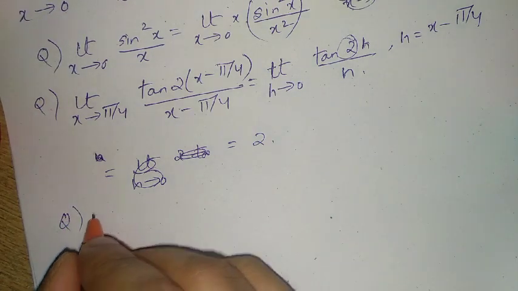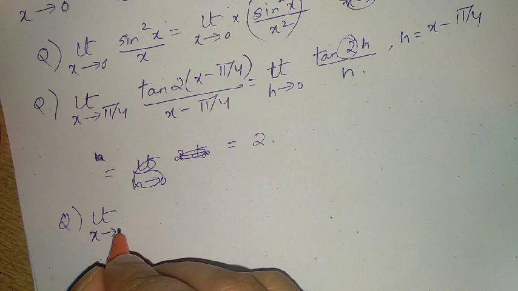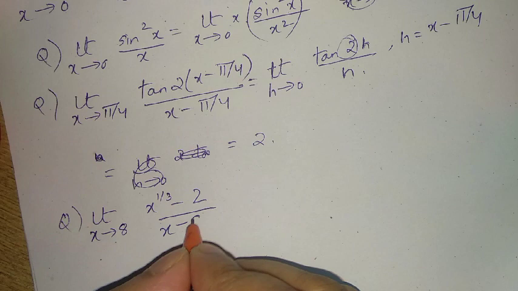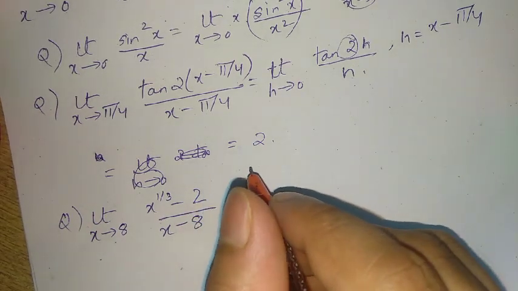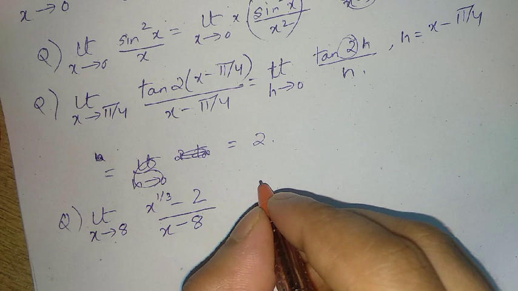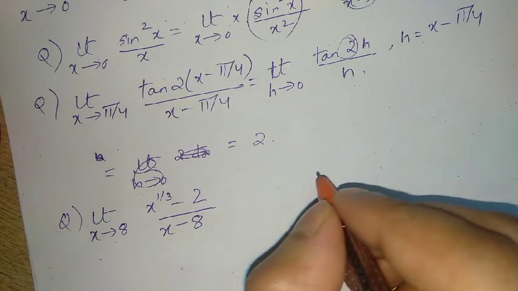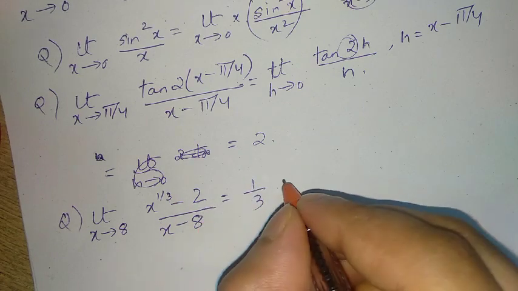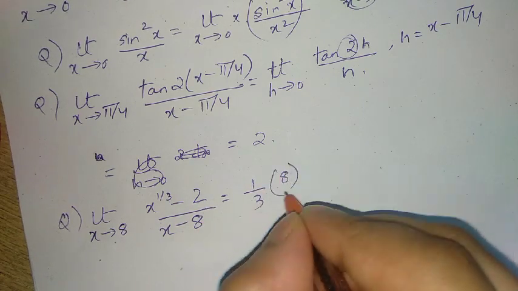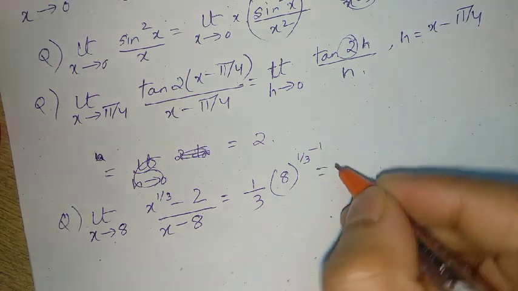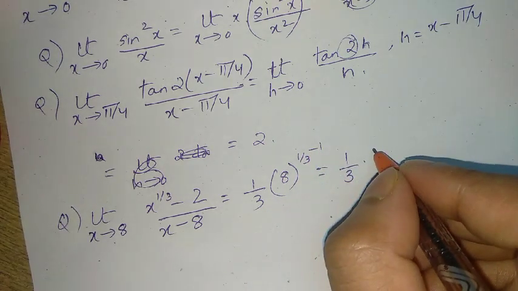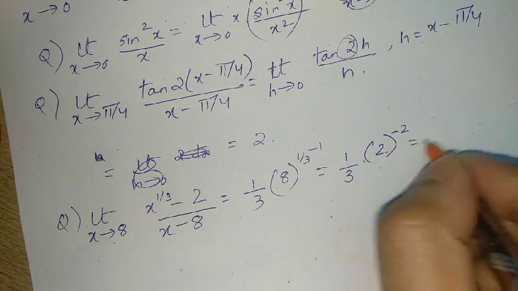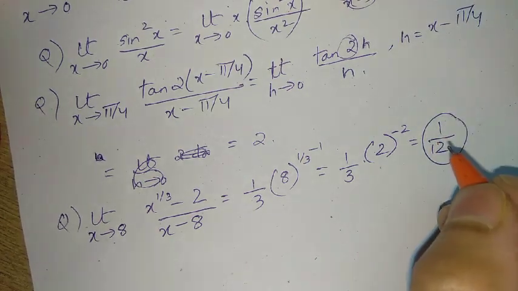Limit x tends to 8, x to the power 1 by 3 minus 2 divided by x minus 8. Okay, so this is nothing but the x to the power n minus a to the power n by x minus a formula. So here n is equal to 1 by 3 and a is equal to 8. So 1 by 3 into 8 to the power 1 by 3 minus 1. So it is nothing but 1 by 3 into 2 to the power minus 2, which is nothing but 1 by 12. So this is your answer.